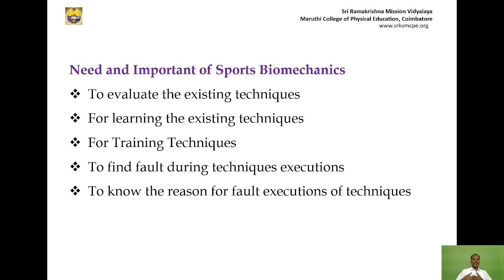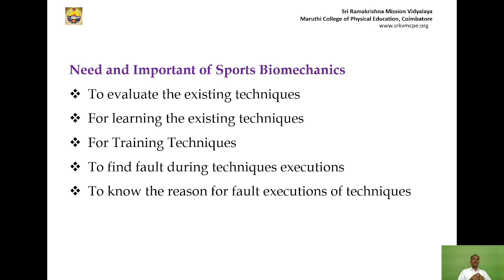In the same way, in all the sports and games, we are using new techniques with the help of existing techniques. We get new techniques through sports biomechanics, as research is going on in the field of sports biomechanics. They make recommendations after their conclusions, so we follow the new techniques for learning the existing techniques. Some techniques are already there, and we must learn them.